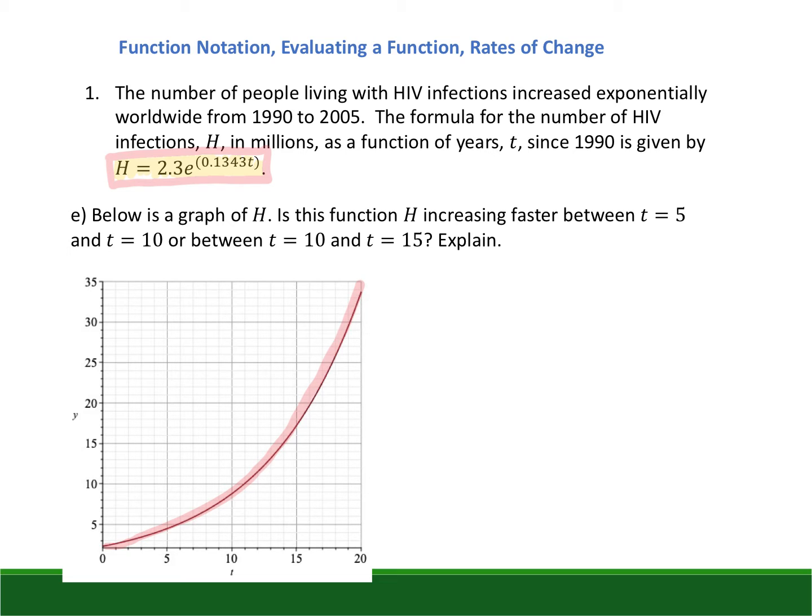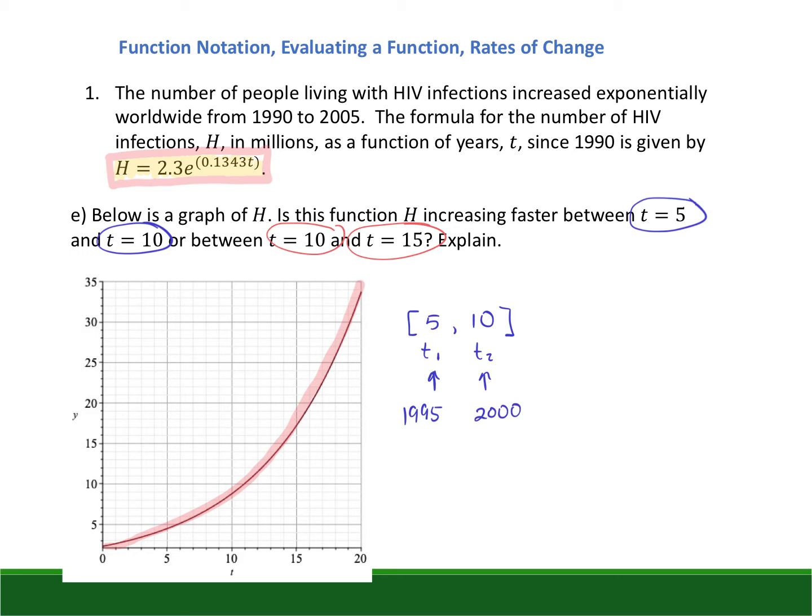The average rate of change between points tells us how fast the function is increasing over a specific interval. Question E says, is the function h, the number of HIV infections, increasing faster between t equals 5 and 10, or between t equals 10 and t equals 15? I'm going to write this in interval notation. Is the function increasing faster between t sub 1 equals 5 years, and 10 years, which I'll call t sub 2? This is basically 1995 and 2000.